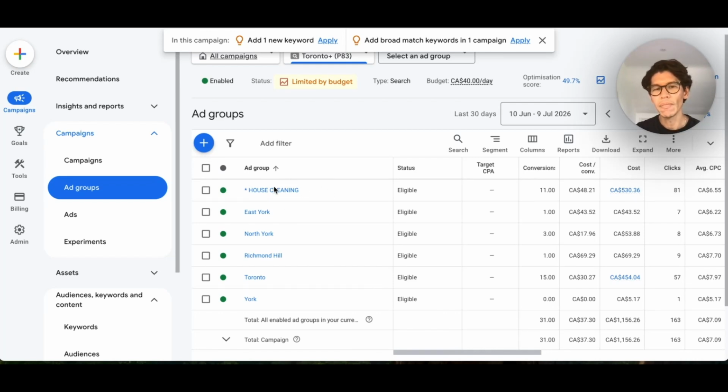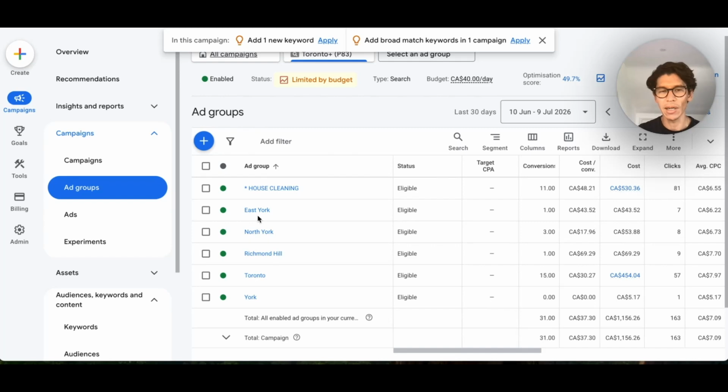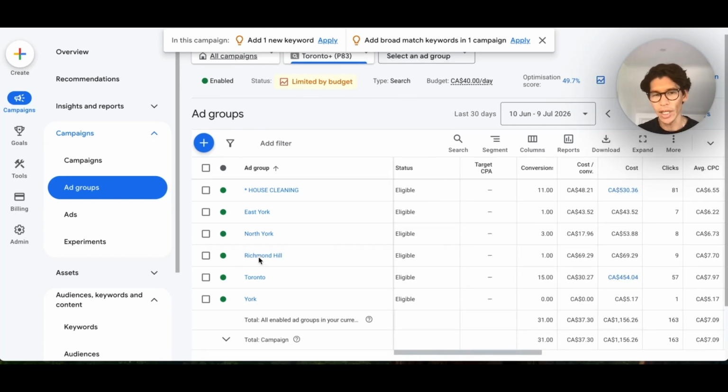So the difference between the top one and these below is that this top ad group here contains all the generic house cleaning keywords that you would expect. So your house cleaning companies, maid service, residential cleaners, those types of variants. And the difference between this ad group and the rest of these is that these will contain the location in the search. So it'd be house cleaning companies East York, house cleaning companies Richmond Hill, residential cleaners in Toronto, etc., etc.